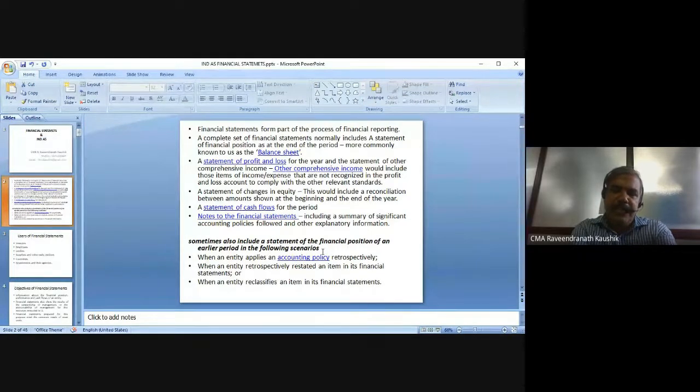And of course, the disclosure needs to give the details of what procedures we have followed, what norms we have set, or how those particular items have been recognized in the books of account. When it comes to other comprehensive income, this includes all those non-recognized items which are to be treated and verified or cross-checked in the profit statement.